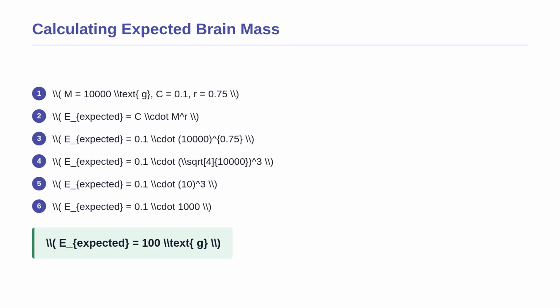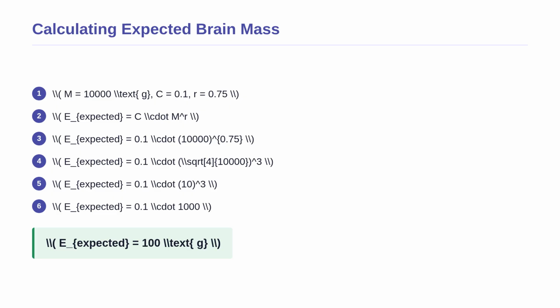Now that we have our formula, let us see this with a concrete example. Suppose we are studying a newly discovered species of mammal. We are given a total body mass of 10,000 grams, a scaling constant of 0.1, and an allometric exponent of 0.75. We are asked to calculate the expected brain mass for an average mammal of this exact body size.